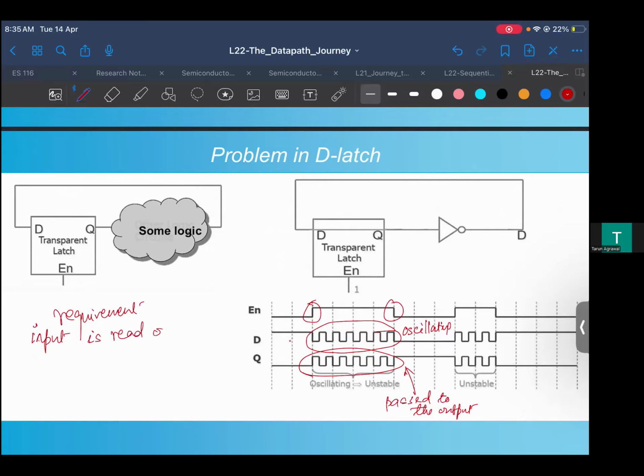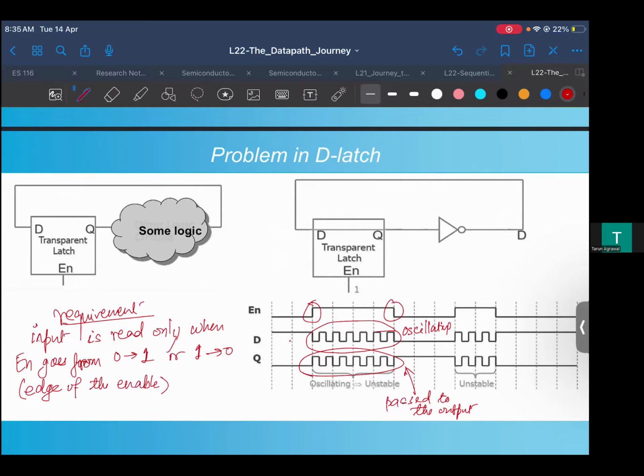The requirement is that the input is read only when your enable goes from 0 to 1 or 1 to 0. That is what I want. So rather than a latch which is open for the whole enable cycle, I want to only latch onto the edge of the enable.